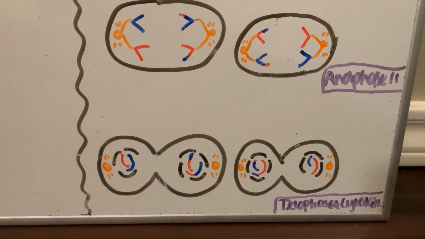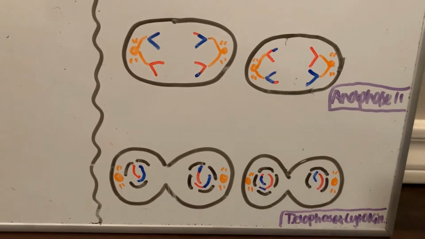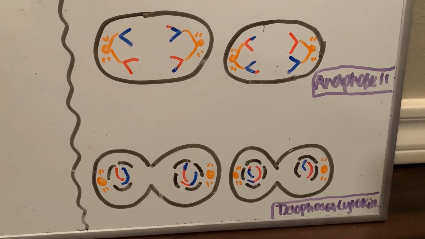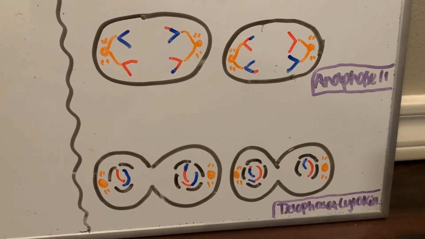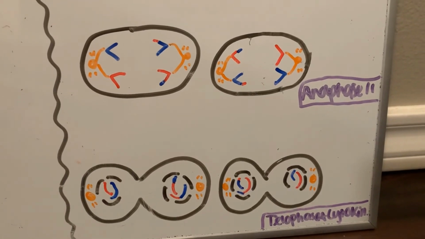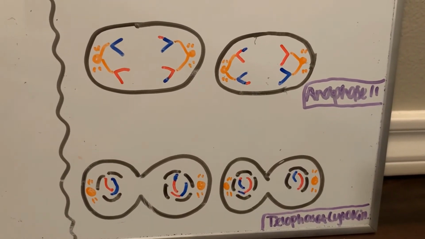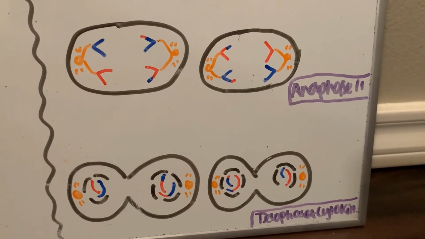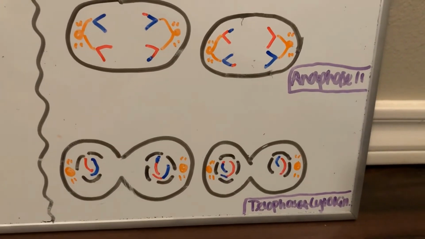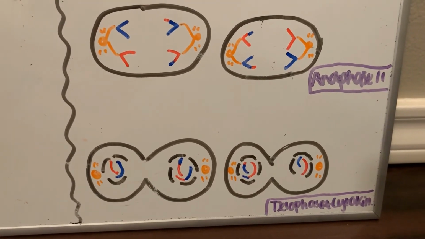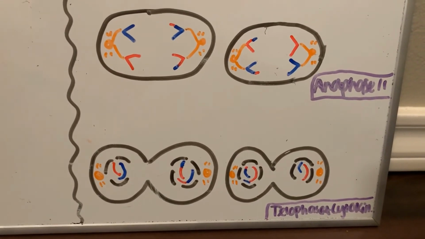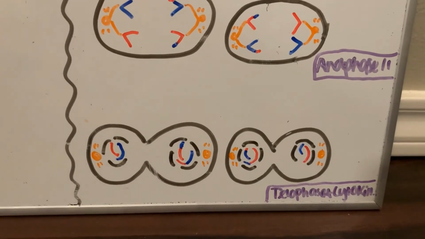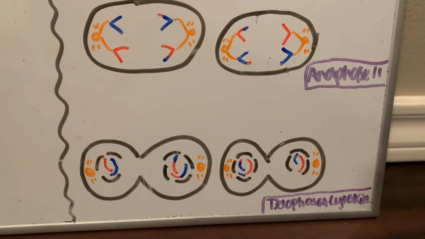And the chromosomes uncoil back into chromatin, nucleoli begin to develop at the nucleolar organizing sites on DNA. Spindle disassembles and nuclear envelopes form around the 2 groups of daughter chromosomes. And then the final result would be 4 haploid daughter cells.